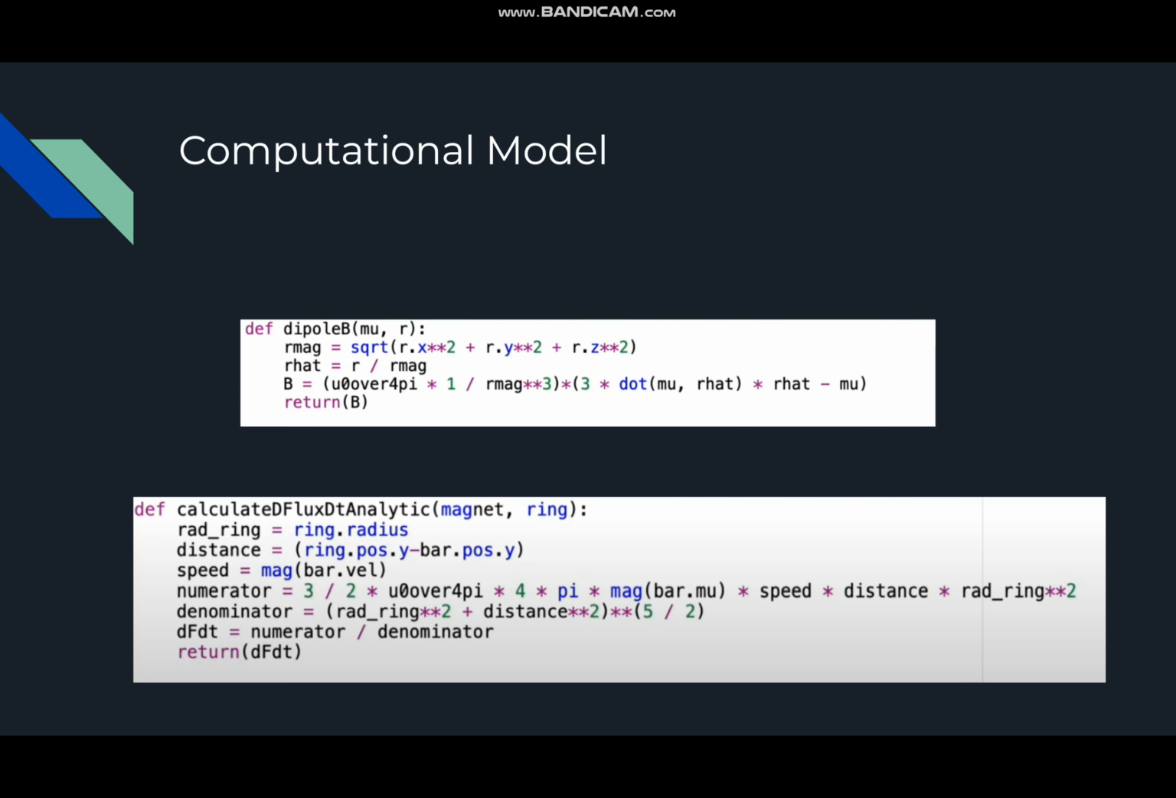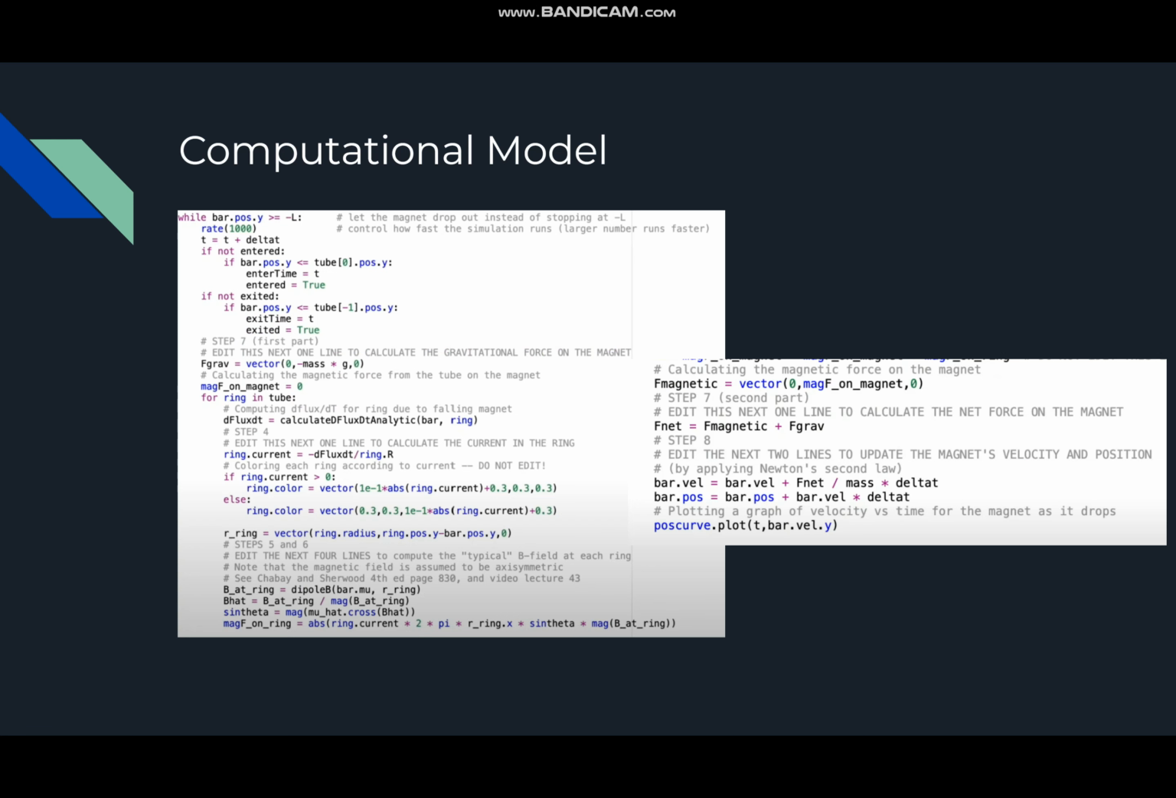This is the part of the computational model that helps us compute the magnetic field and the magnetic flux. As you can see, I did that using mu naught over 4 pi over r cubed times 3 times mu hat dot r hat times r hat minus mu hat, the Biot-Savart law. Then in the bottom here, we calculated the flux using d flux over dt, and we used Faraday's law to help us do that as well.